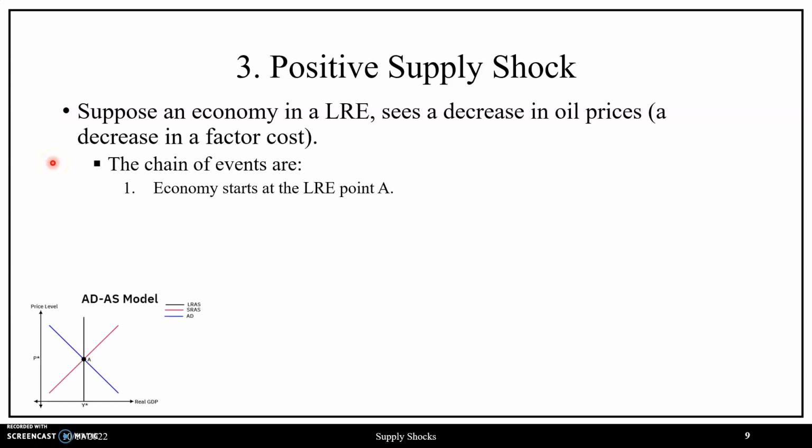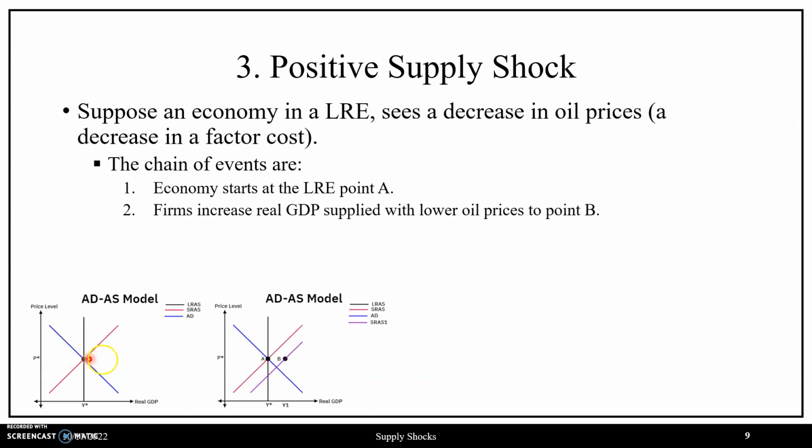Now, in terms of the chain of events, we have our economy initially in a long-run equilibrium as before at point A, the intersection of aggregate demand, short-run aggregate supply, and long-run aggregate supply, leading us to know that potential real GDP is produced. And in terms of the price level, we're at P star, so price stability holds. So we indeed have a long-run equilibrium satisfying full employment in this economy.